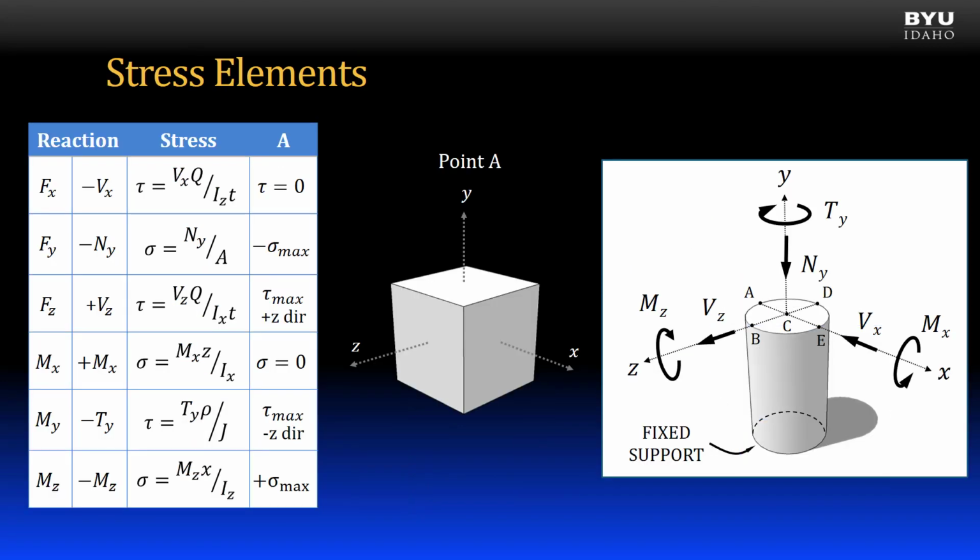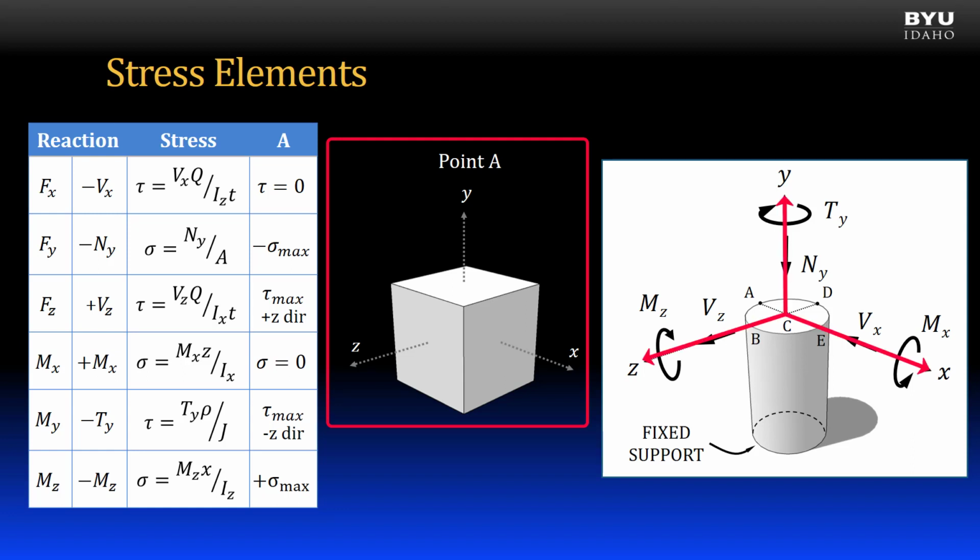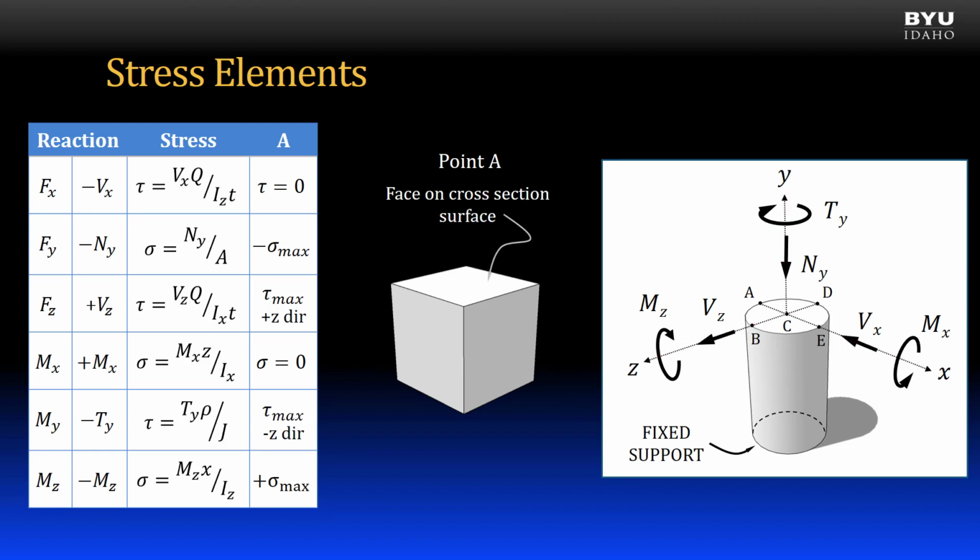It can be helpful to show stresses occurring at a point in a structure using a stress element. I will demonstrate this for point A from our previous example. I have drawn a three-dimensional element with the faces oriented perpendicular to the axis system in the structure. Point A is on the top surface of the free body diagram, so the top face of the stress element will correspond to the cross-section surface. We will use it as a reference surface for all the stresses.